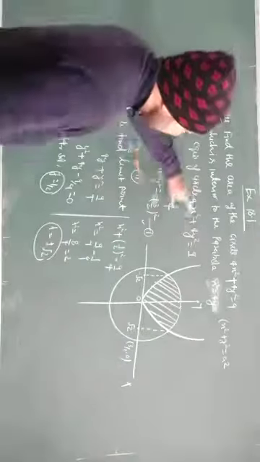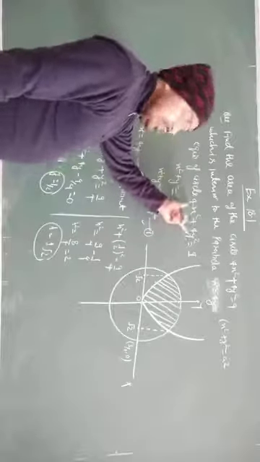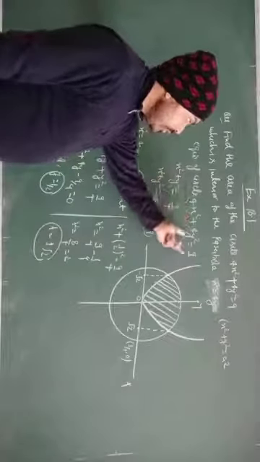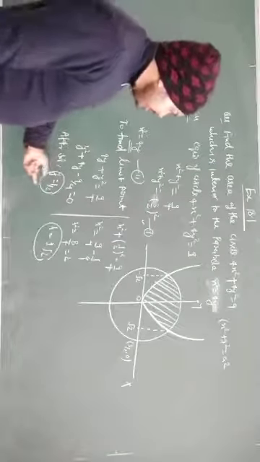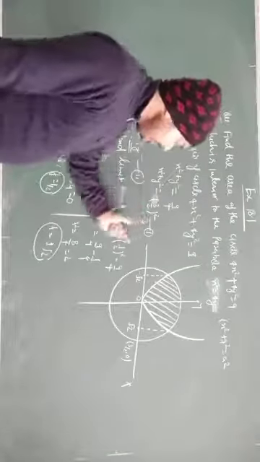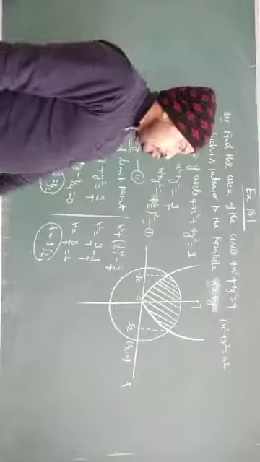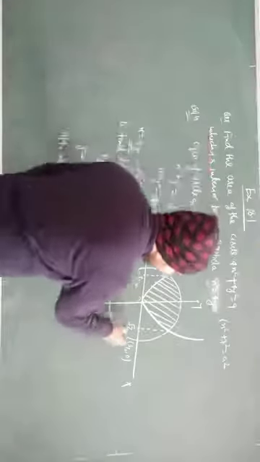By solving these equations, the equation of circle 4x square plus 4y equal to 9 and x square equal to 4y, we get the value of y, and by putting the value of this y in equation 1, we get x is equal to plus minus root 2. So one value is minus root 2 and the second value is plus root 2.